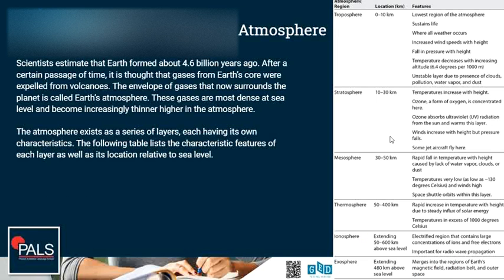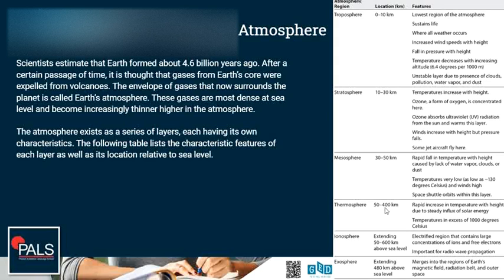Then we have the mesosphere, 30 to 50 kilometers, with a rapid temperature fall caused by the lack of water vapor. We have the thermosphere. Here we have another rapid increase in temperature with height due to steady influx of solar energy. But again, this can't be really felt due to very few particles left in these heights.